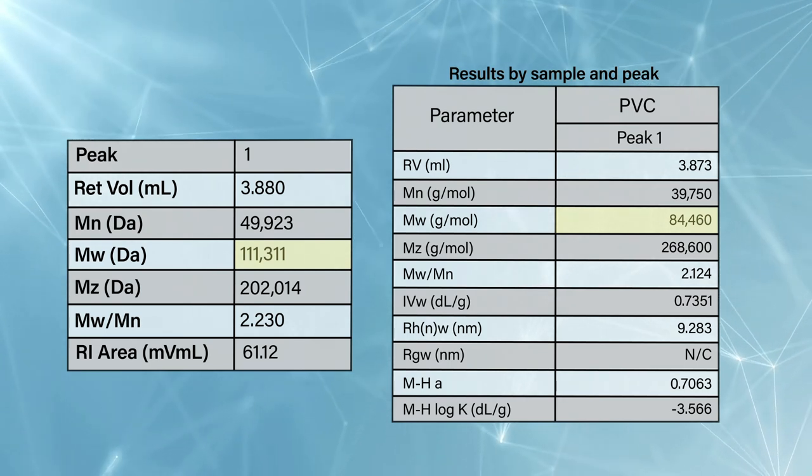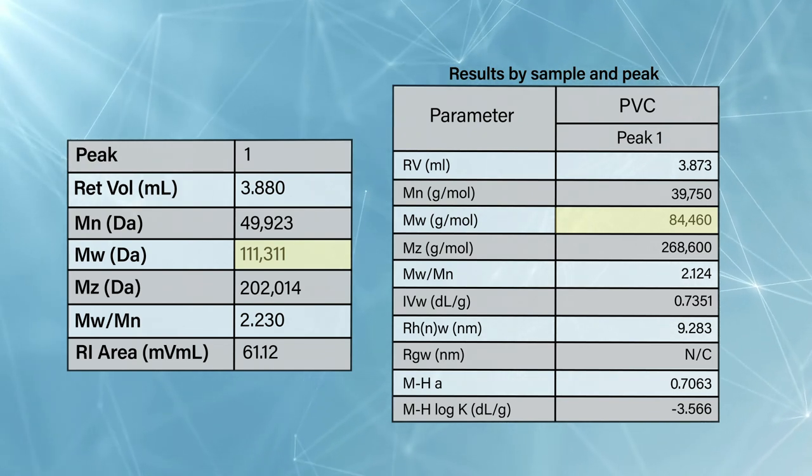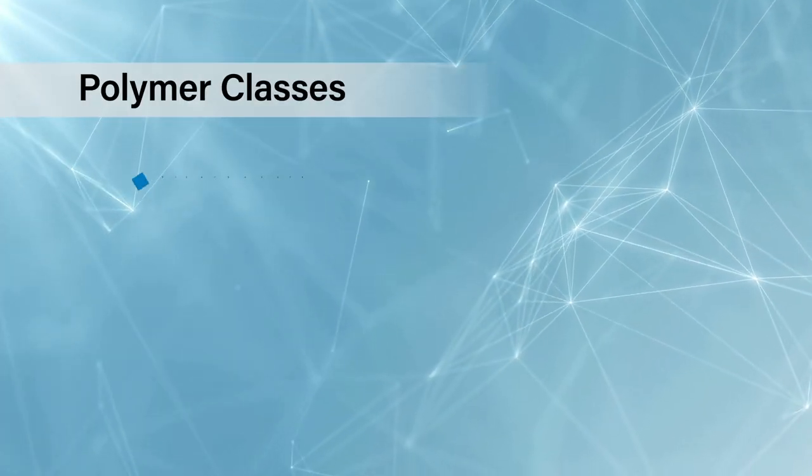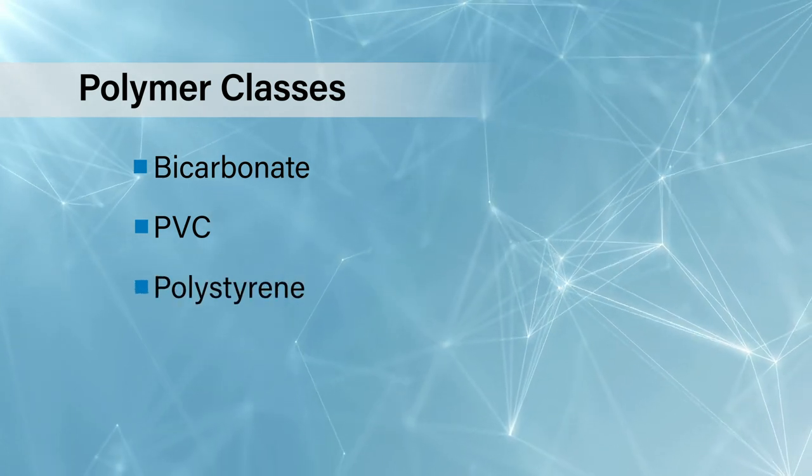Structural information: the viscometer is the best detector for this. So that same PVC sample, if you look at the Mark-Houwink plot, which looks at the molecular weight versus the intrinsic viscosity, then you can actually see how the compactness of the polymer in solution compares. In this case, you've got different polymer classes: polycarbonate, PVC, and polystyrene. But it'll also tell you what's happening within your polymer distribution itself. So in this example, you can see some branching occurring in the PVC.